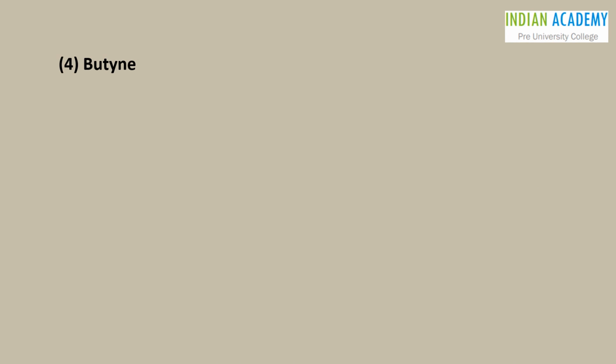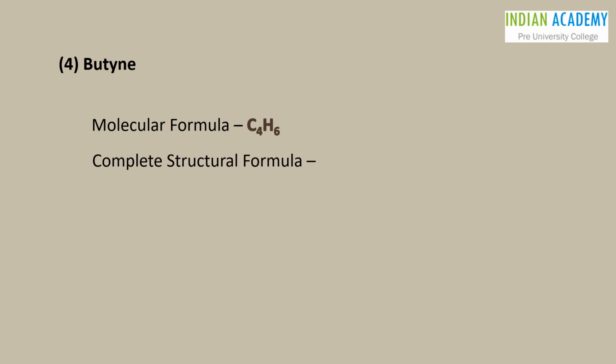Butyne, molecular formula C4H6. Let's see how to write the complete structural formula. We need to write the 4 carbon atoms in the straight chain. Between any 2 carbon atoms, we need to place a triple bond because it is an alkyne. Then see that each carbon atom should be attached with 4 bonds and fill it up with hydrogens.